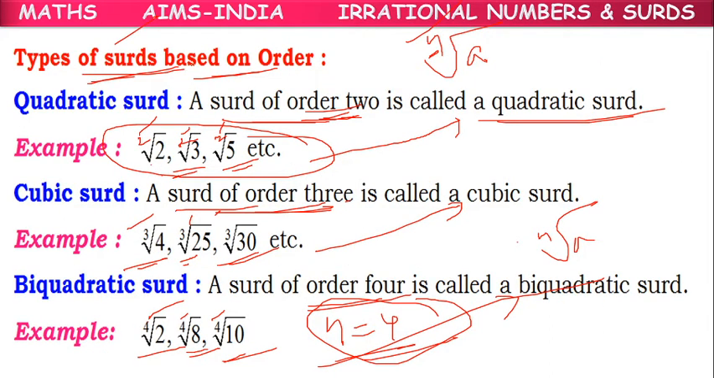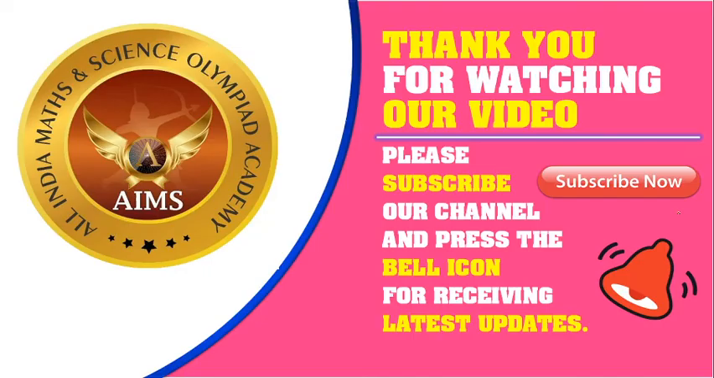So we have some types of surds based on order. If the order is 2, they are called quadratic surds. If the order is 3, cubic surds. If the order is 4, biquadratic surds.